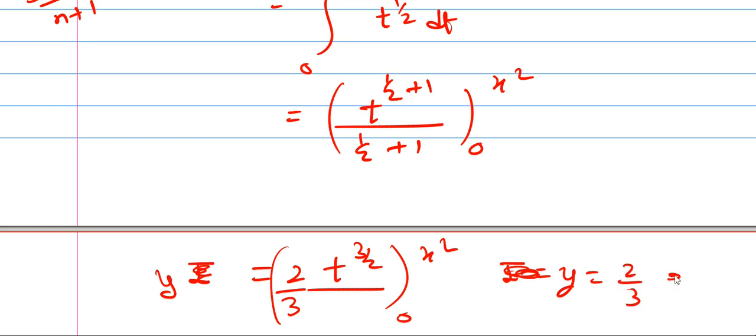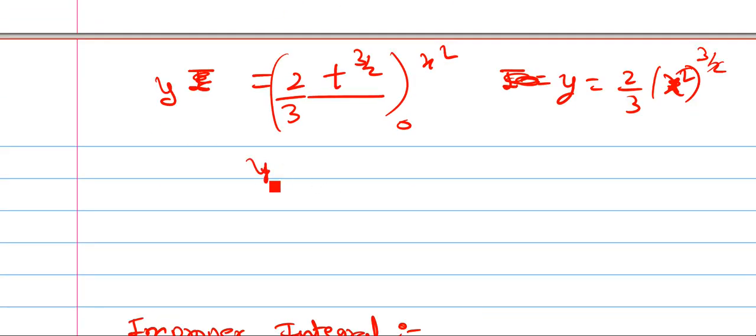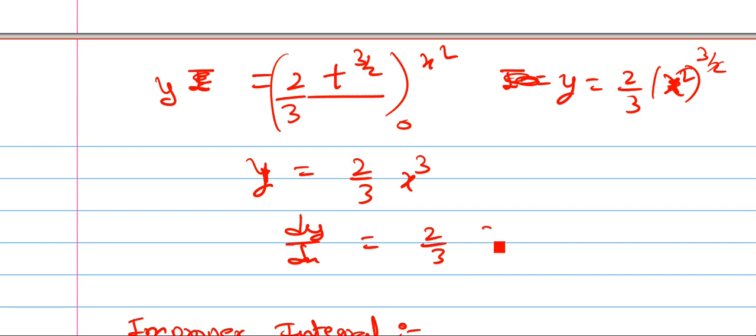In place of t put x square, raised to power 3 by 2. So these two and these two get cancelled out. So y equal to 2 by 3 x cube. Now we want to find out dy by dx. So dy by dx equal to 2 by 3 is a constant. X cube derivative is 3x square. Again 3 cancels. So the final answer is 2x square. So this is our answer.